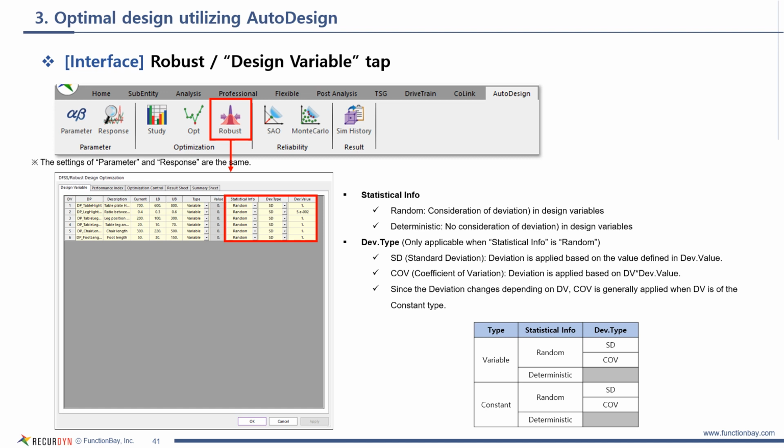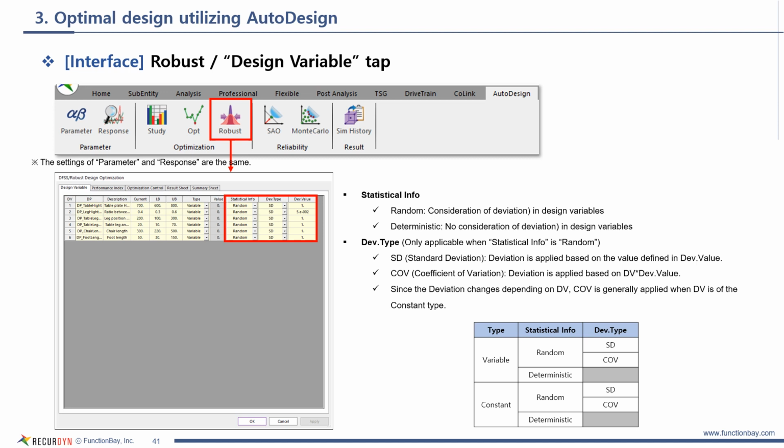In the statistical info section, you can choose between random or deterministic. If you choose random, you define the design variables with values that have variations. If you choose deterministic, you define the design variables with the values without variations. The deviation type is an option that determines how the deviations are applied.